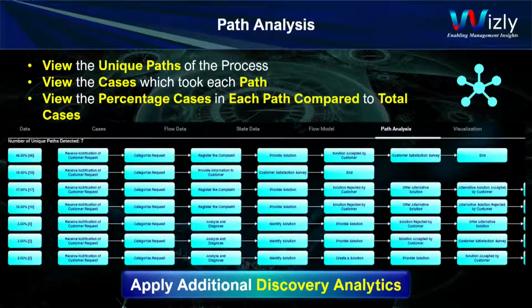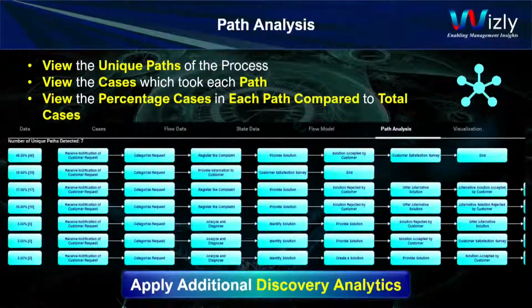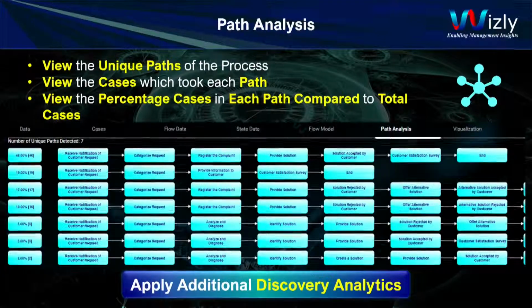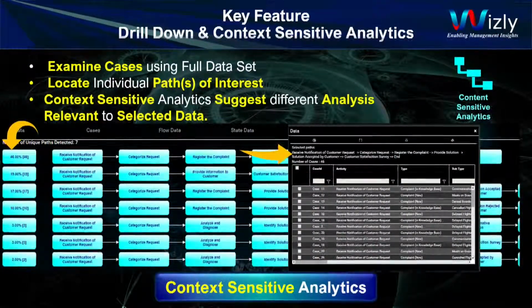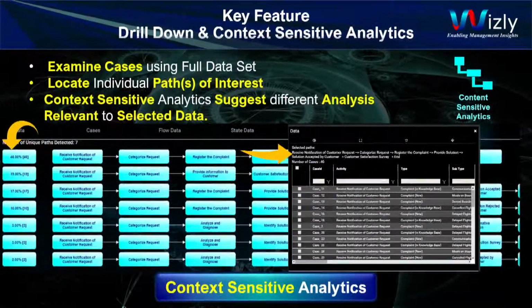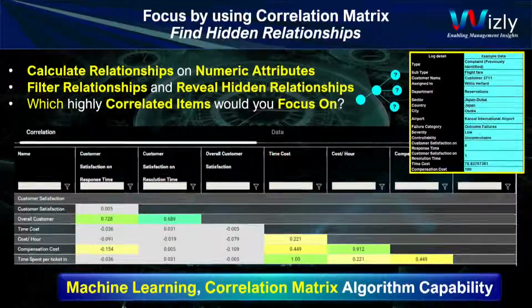We can also look at the unique paths which are generated of the process and the cases which went through each path. We can get some analytics on the percentage, but more importantly, for paths of interest or paths of concern, we can then drill down and run what we call contextual analytics, or analytics at the point of decision. And Wizly suggests these different analytics to the user depending on which part of the product or which part of the data they are in. And this helps the user to gain insights. So let's go through some of them.